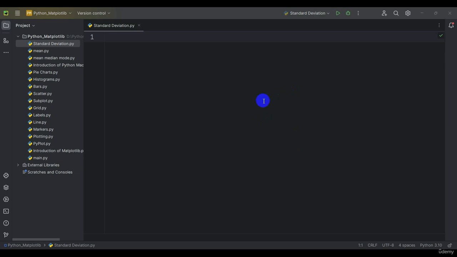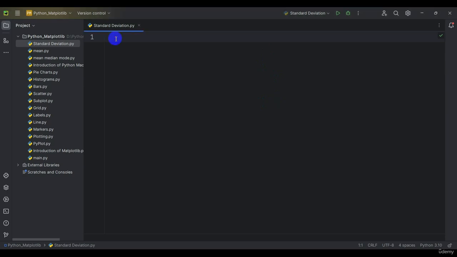The standard deviation is of two types: a low standard deviation means the data points are close to the mean, and a high standard deviation means the data points are spread out. Now I'm going to create the standard deviation in Python. Calculating the standard deviation involves a few steps, but Python makes it easy for us. So let's create it.